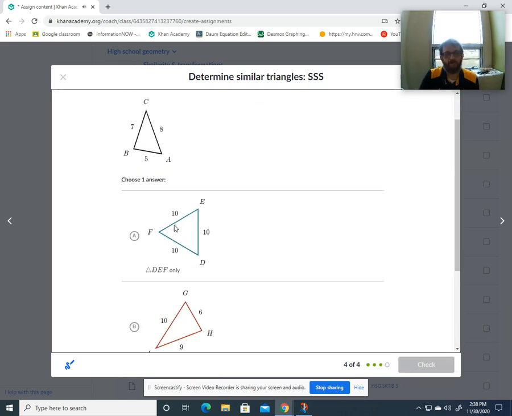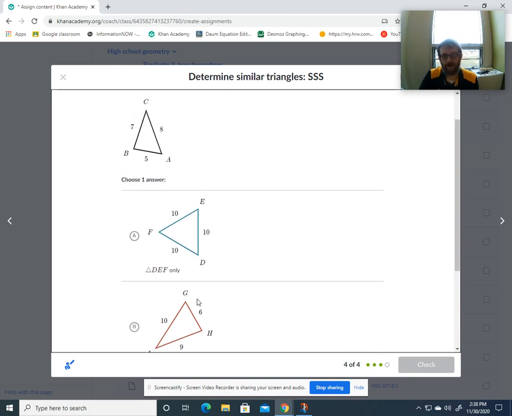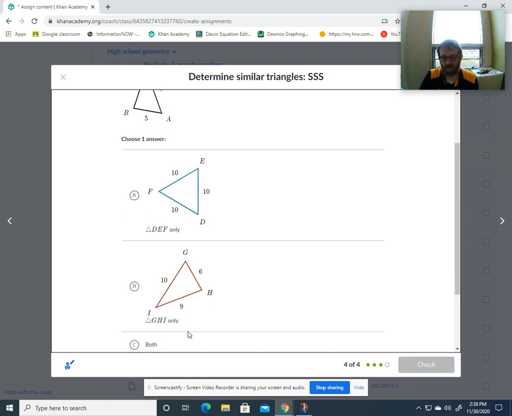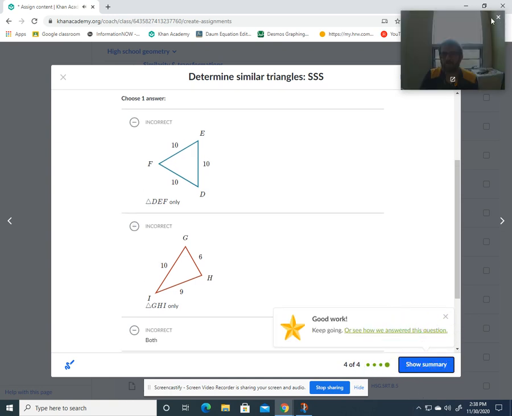Last one. Okay, this is scalene, this is equilateral. No way those create a ratio. And then here, 5 divided by 6 is not the same as 7 divided by 9. That one was easy. That one neither. All right, that one's done. One more to go.